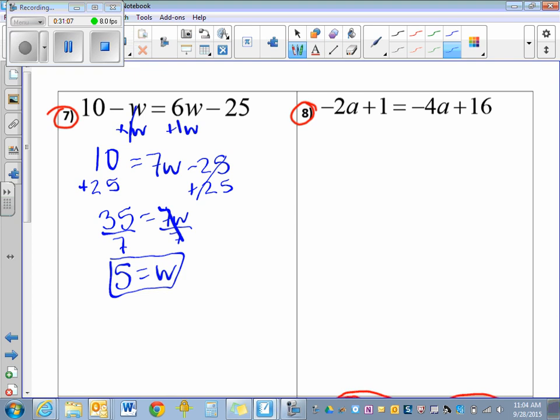I actually prefer that. Yeah, that's right. If you have w equals 5, that is also correct. In fact, I prefer it this way. Good. Do you guys have questions?